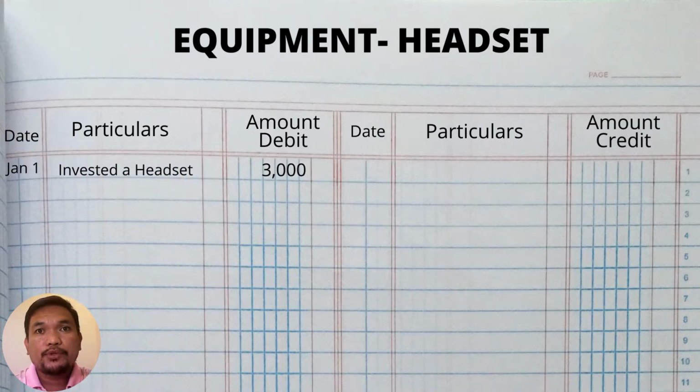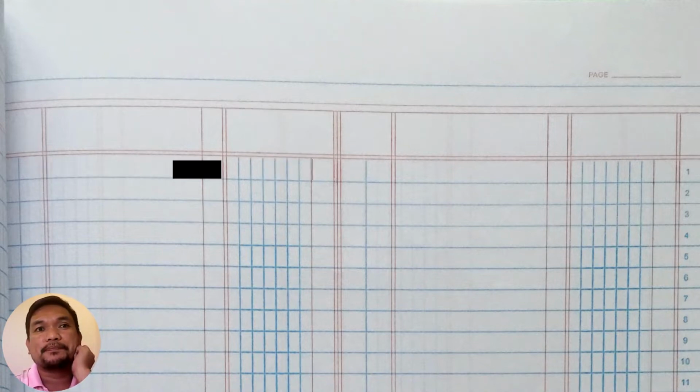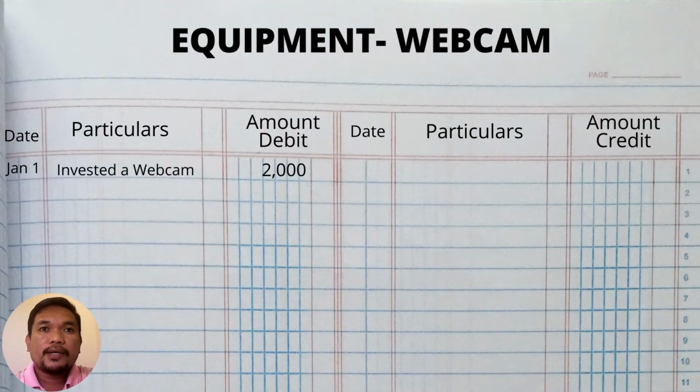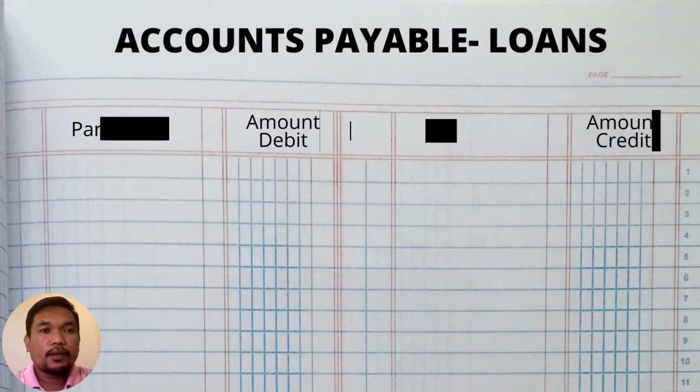Also, we have to make a ledger for the equipment that we bought, the equipment headset. Alright, so it's the same day, January 1, we invested a headset for 3,000 pesos. So, importante na i-separate mo talaga siya. And the last equipment that you have invested is the webcam. Alright, the same day, January 1, invested a webcam for 2,000 pesos.